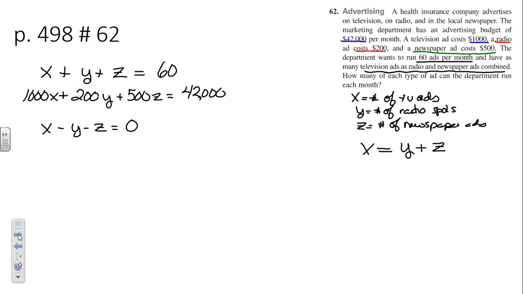Okay, so we've set them up. Now, do you like working with big numbers? No, me neither. So what should we divide everybody by to make these numbers more manageable? 100. Okay, so let's take everybody and divide them by 100. You could almost do it by 200, but we'll end up with a decimal, right? So let's divide everybody by 100. We'll have 10x plus 2y plus 5z equals 420. Right? Check my math on that.